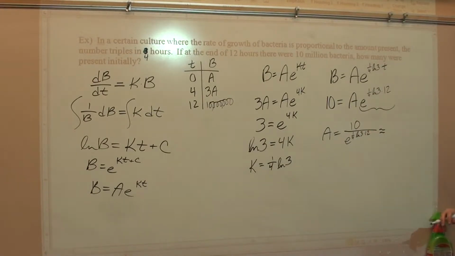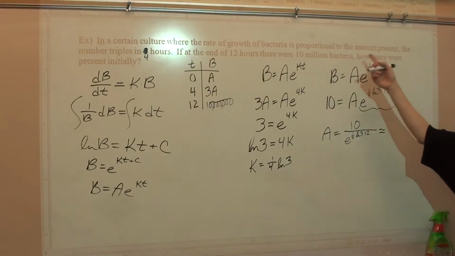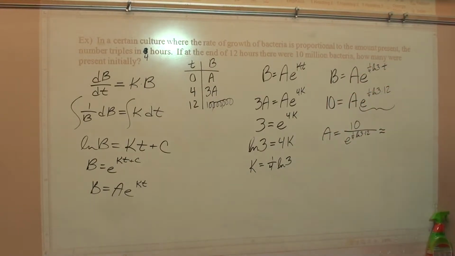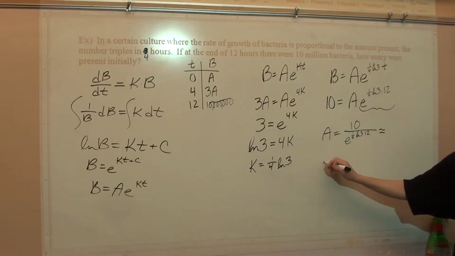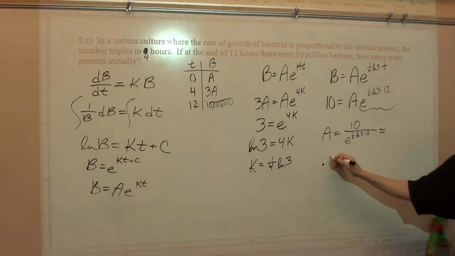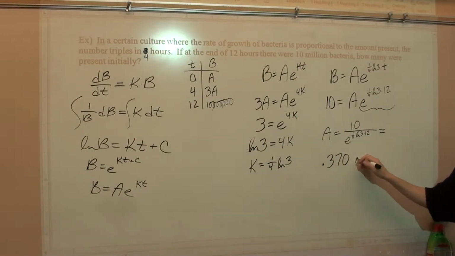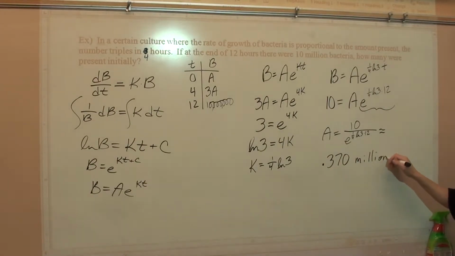So somebody tell me what our A value is. Well, this is the final answer because it said how many are present initially, and A is your initial amount. 10 over 27 or 0.370. 0.370 million. Now, the problem with this is I don't know if they would take that.